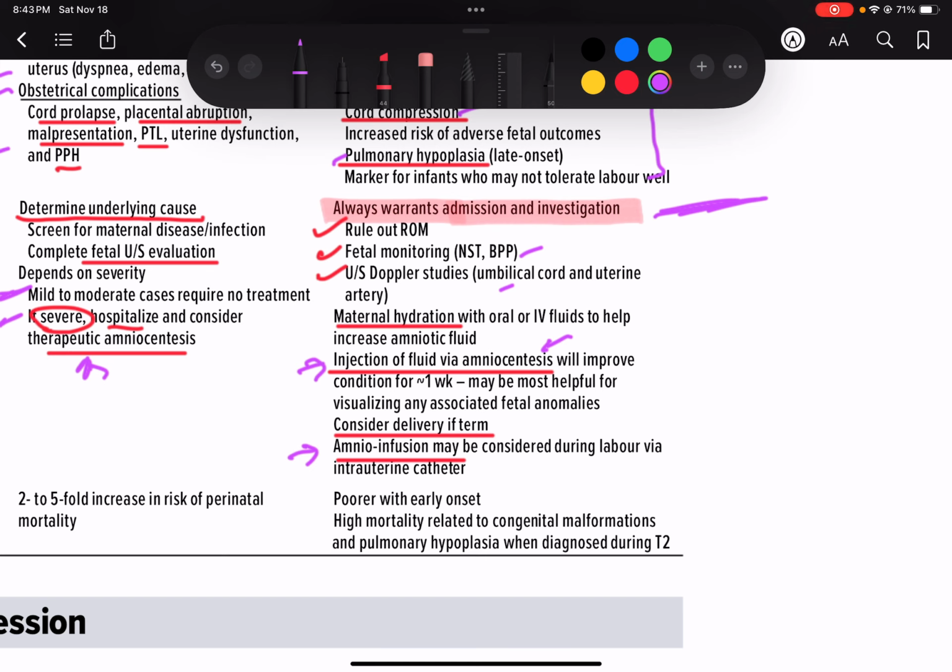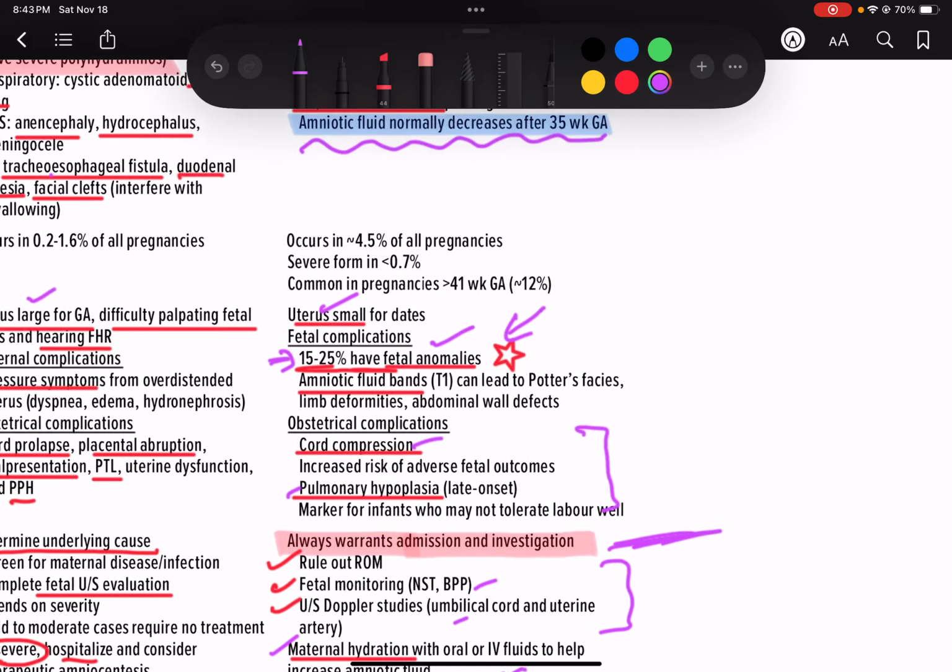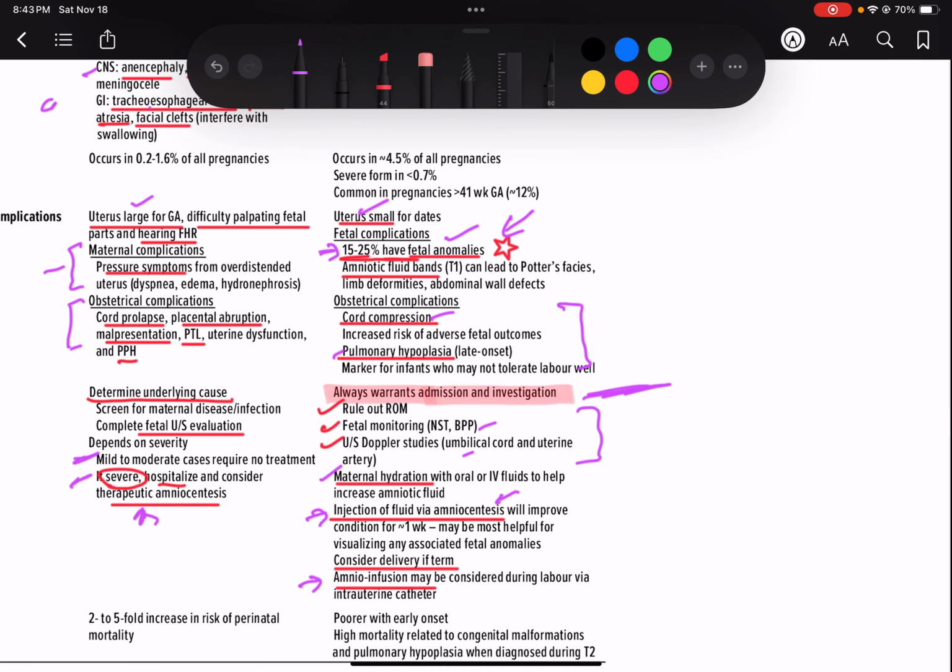So after that, first of all, we just rule out all the red flags, and then we'll make sure of maternal hydration, oral or IV fluids. We can also do injections of fluid via amniocentesis, which is called amnioinfusion. We can also consider delivery if it is term. So in oligohydramnios, always warrants admission and investigation.